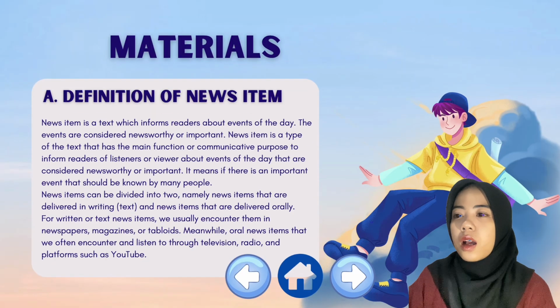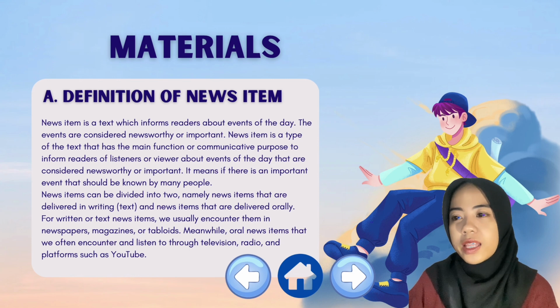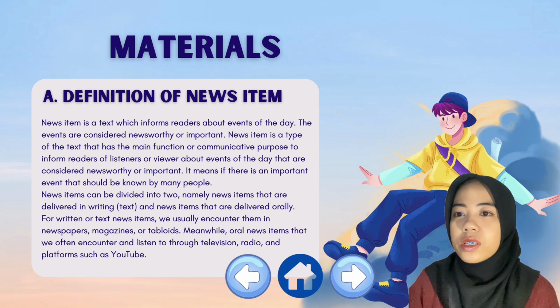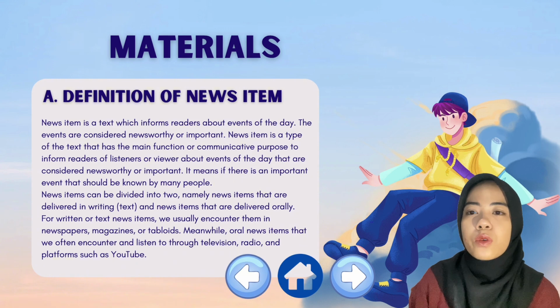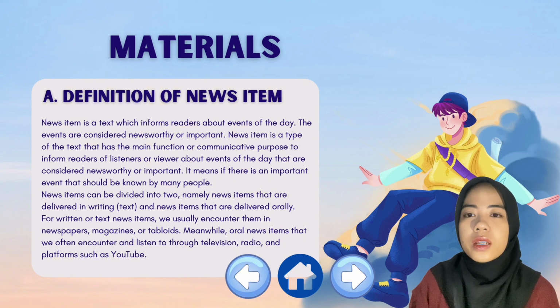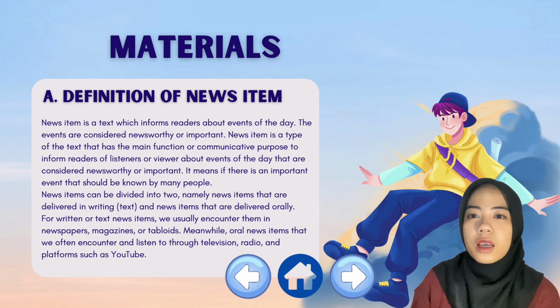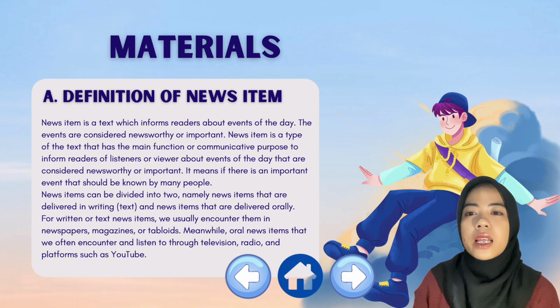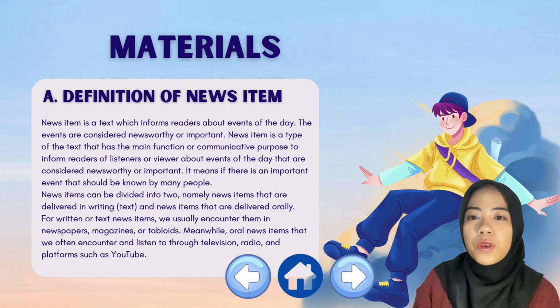First things first, let's start with what is a news item. What is the news item? News item is a text which informs readers about events of the day. The events are considered newsworthy or important. News item is a type of text that has the main function or communicative purpose to inform readers or listeners or viewers about events of the day that are considered newsworthy or important. It means these are important events that should be known by many people.